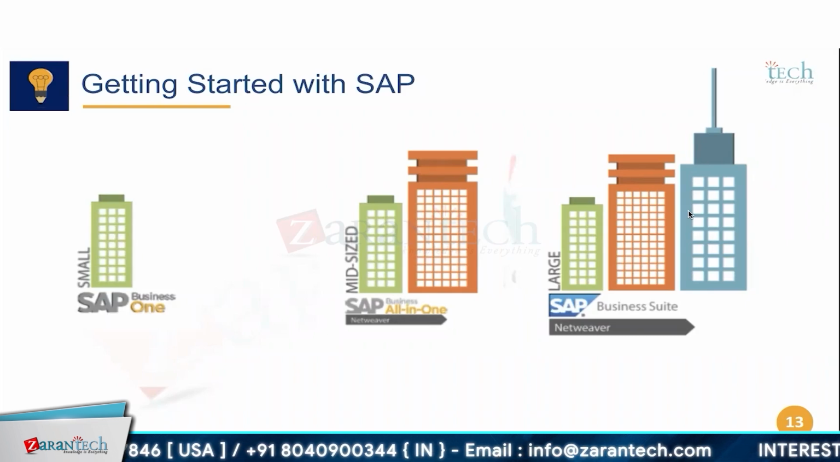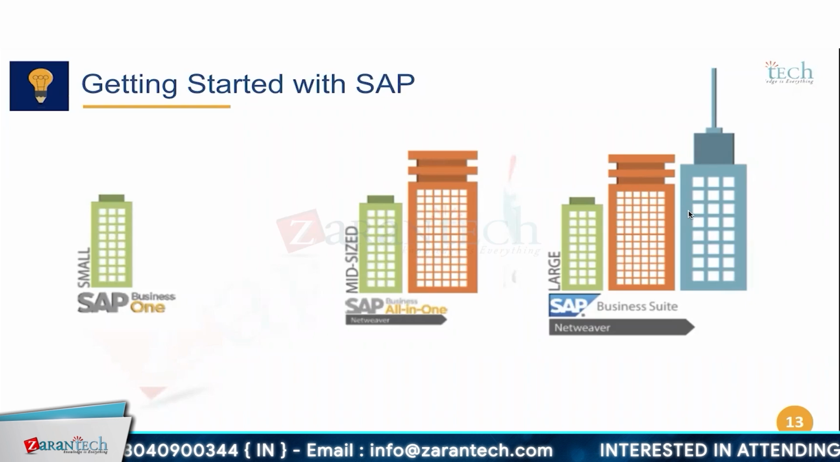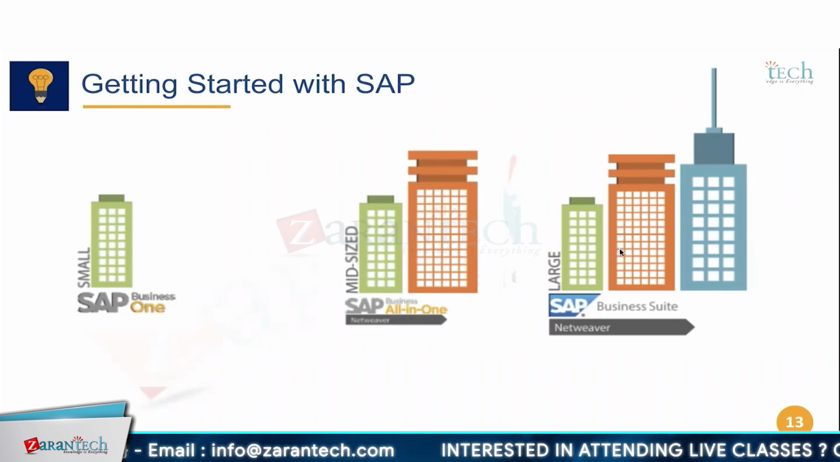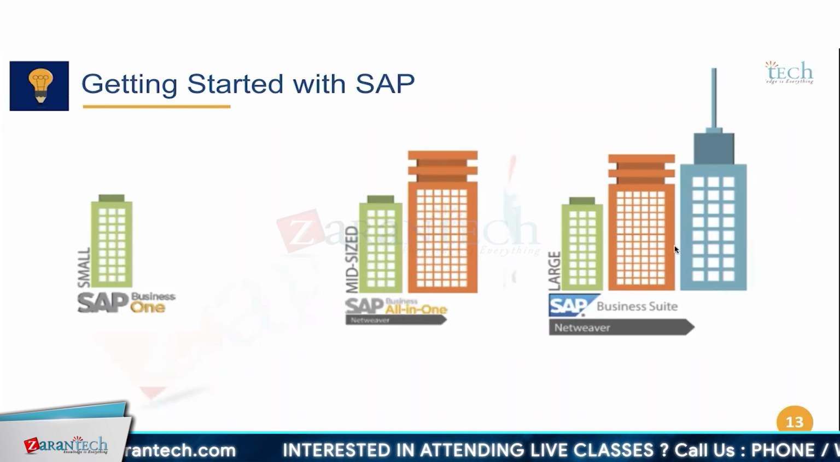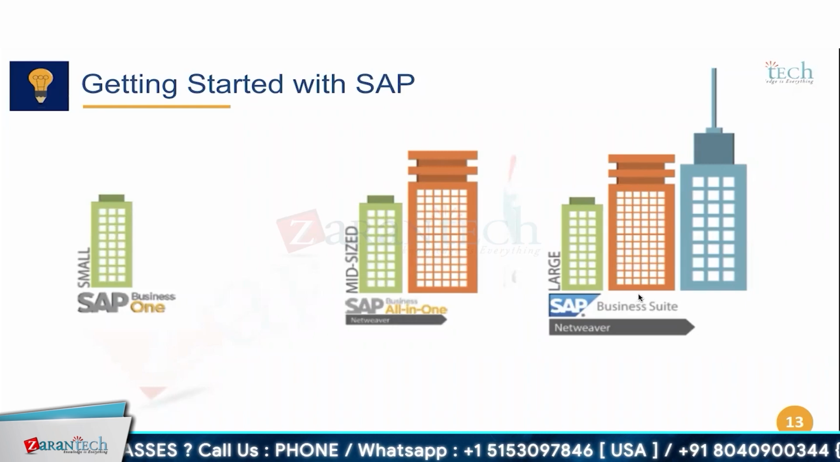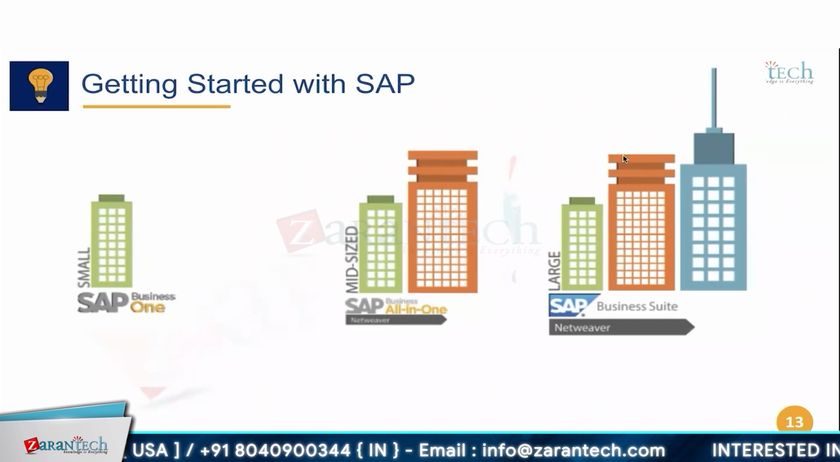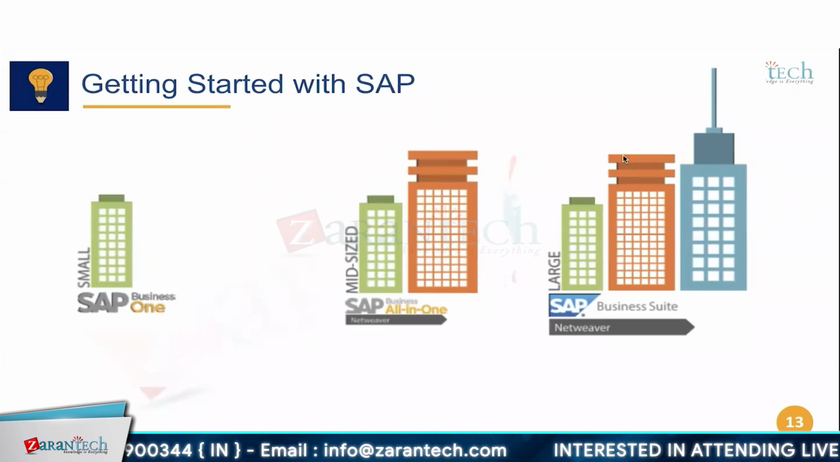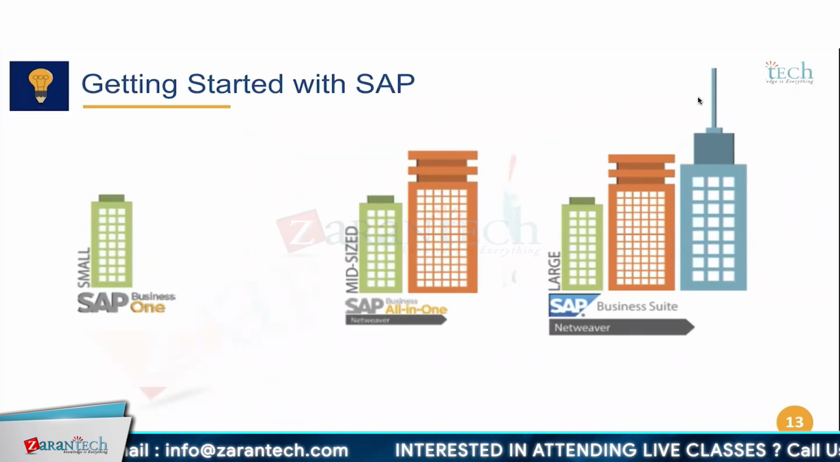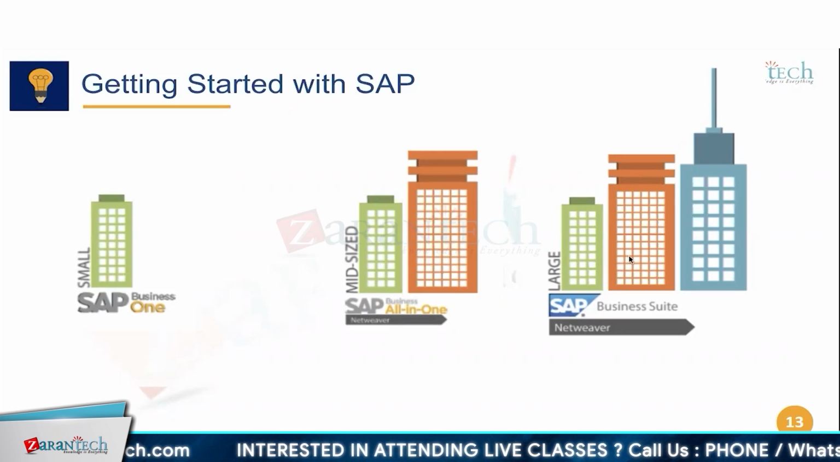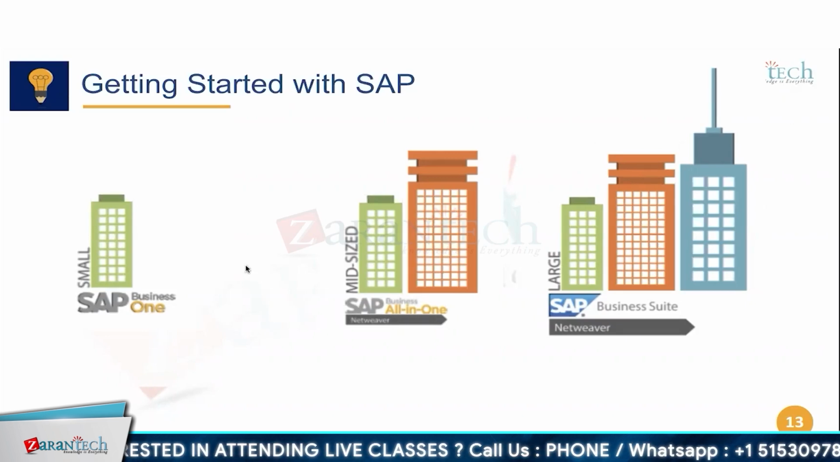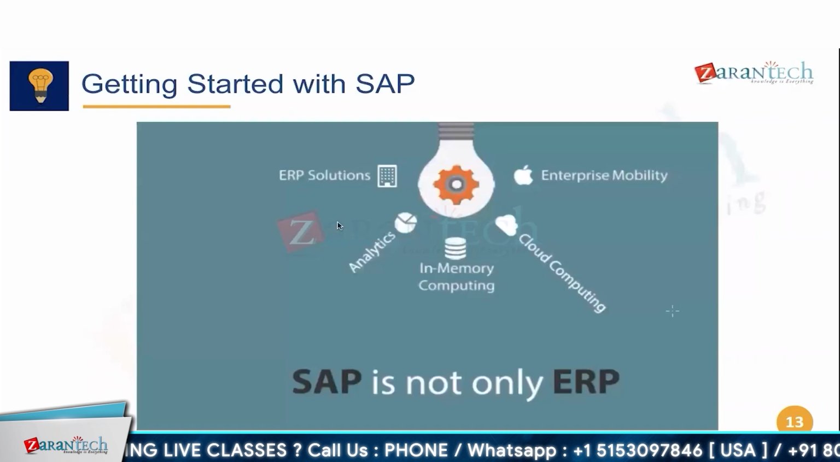Now you understand: small, mid-sized and large. As a Basis consultant, you always work on this SAP Business Suite, the right side one, large. So all your TCS projects or any project, you will be put into this Business Suite only, not in Business All-in-One or Business One, because they are small scale and the customer can manage it himself. So now you understand how SAP is catering its solutions. You will always be on the right-hand side, Business Suite, as a Basis consultant. For the remaining, very, very little, you will get support.